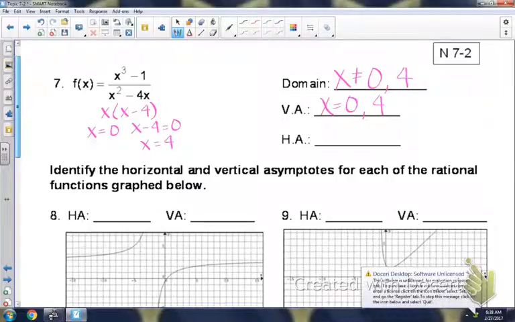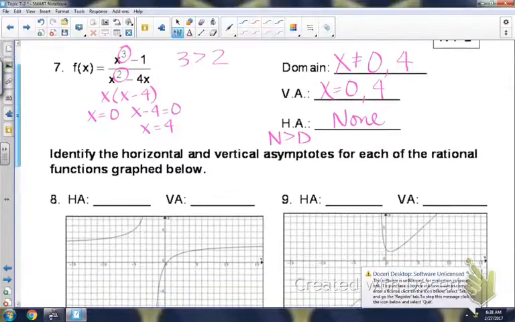Horizontal, check your degree. Looking at the top, the degree is 3. The degree of the bottom is a 2. 3 is larger than 2. So if your numerator degree is greater than the denominator degree, you do not have a horizontal asymptote.